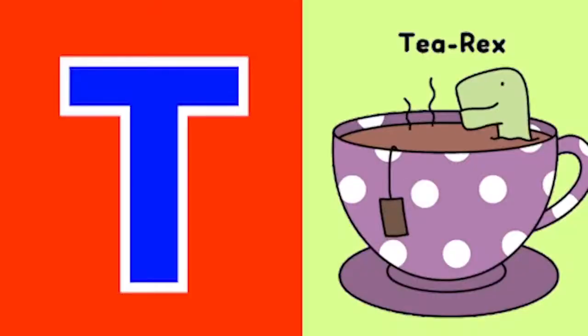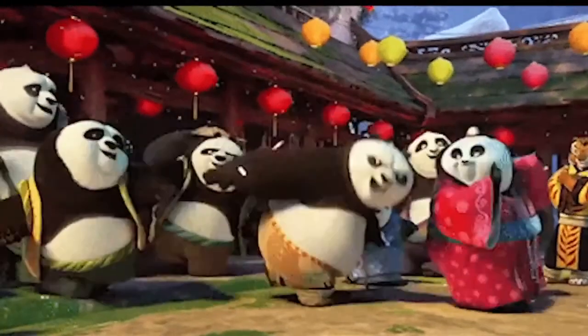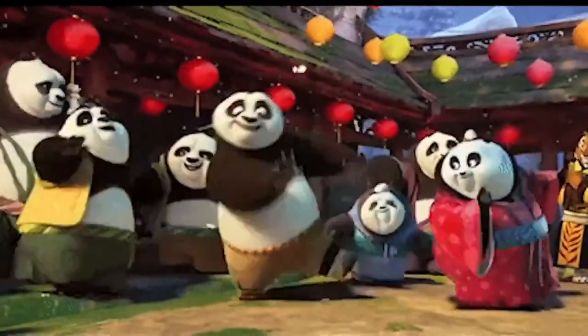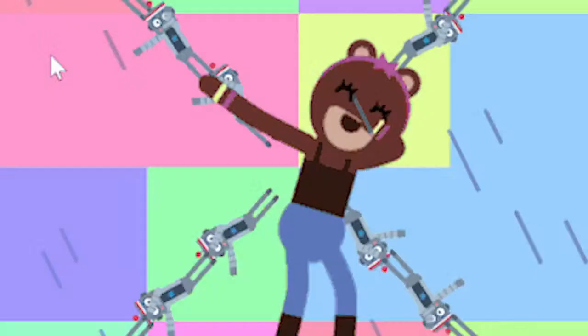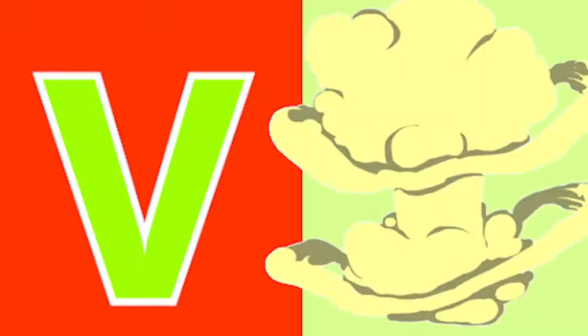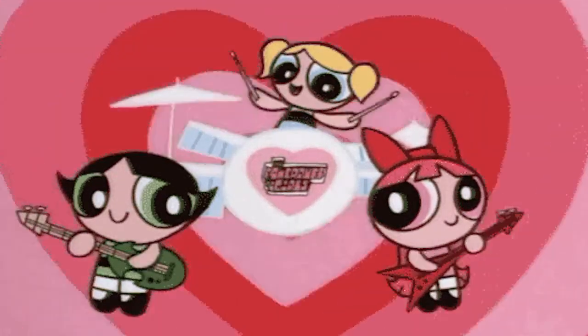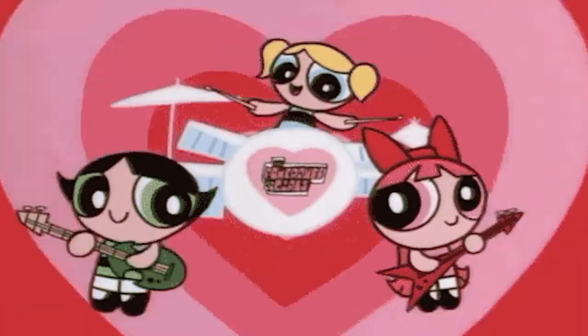D for tea and D for dog. D, d, d, d. U for ugly and U for U-turn. O, o, o, o. V for vanish, V for violin. V, v, v, v.